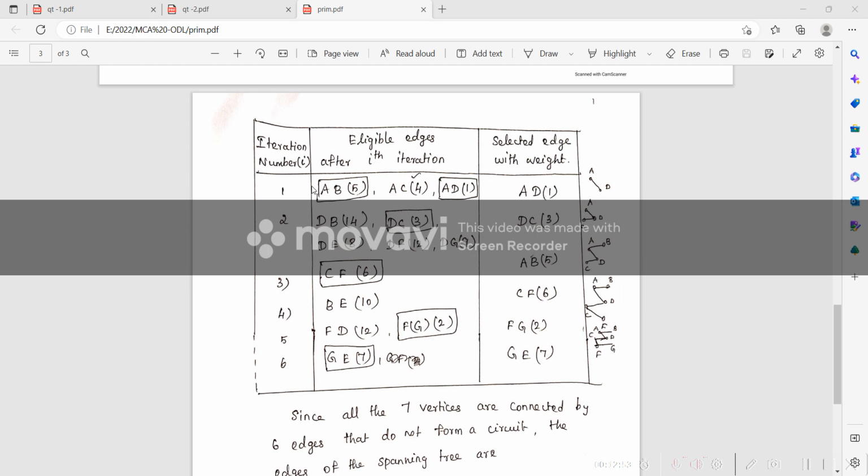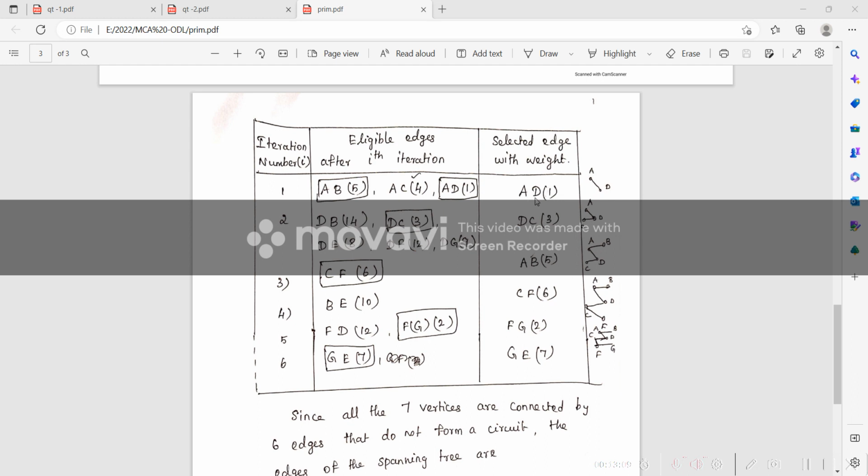Okay, so among these weights, one is 5, 4, 1. So which one is least? So AD is obviously least. So the selected edge with weight is taken here. So we selected AD whose weight is 1.